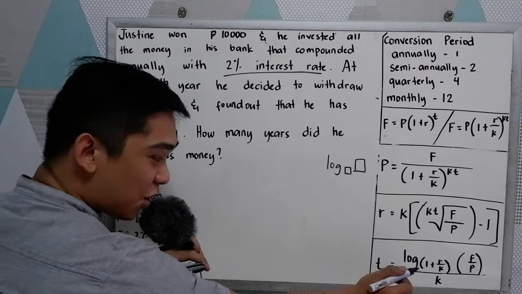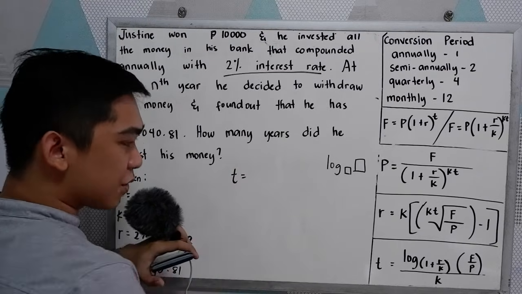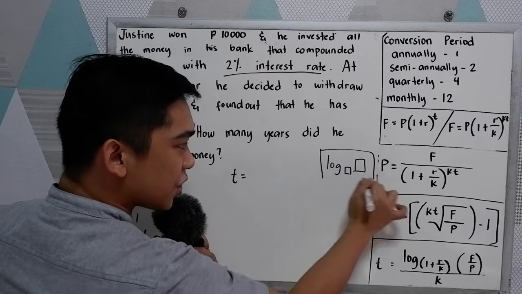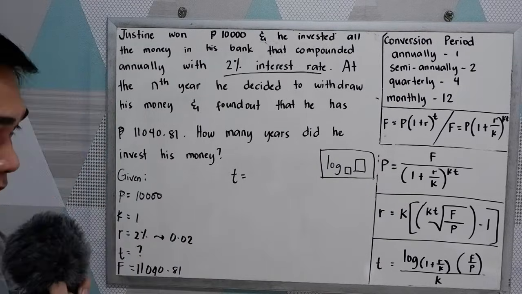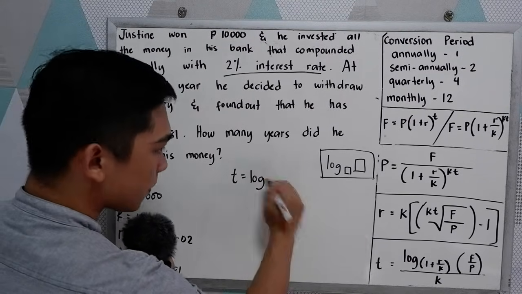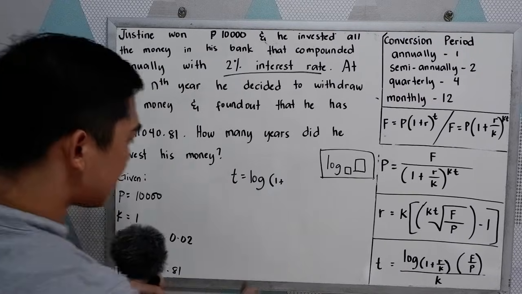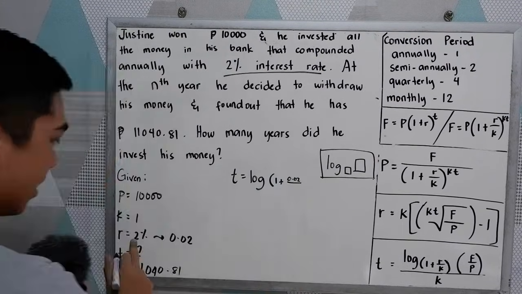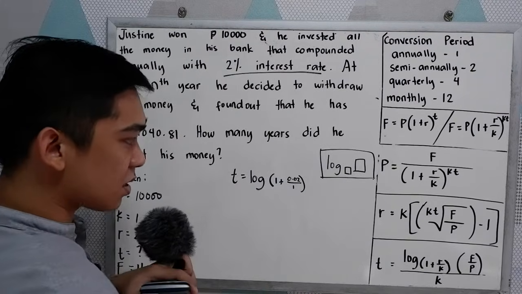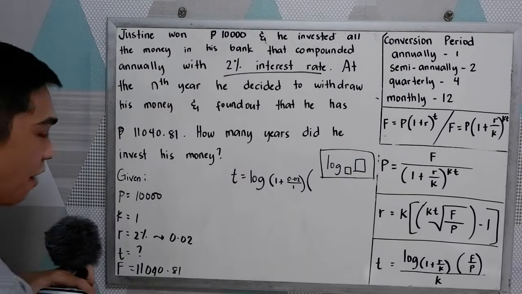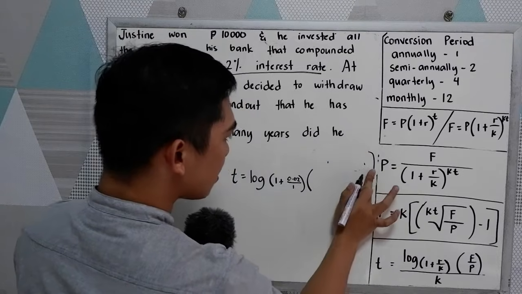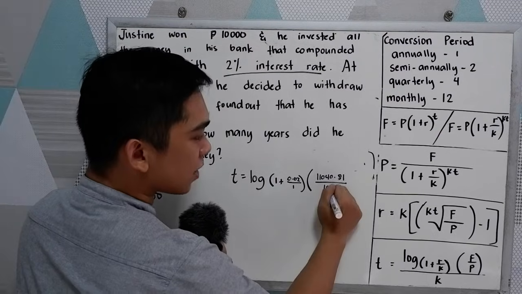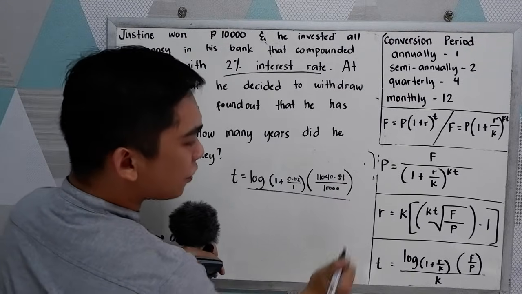We need to use this formula. So time is equal to, so just find this function in your calculator, then insert the following given. So we have log, 1 plus r over k, 0.02 over k which is 1, times F over P, 11,040.81 all over 10,000, over log of 1 plus r over k, where k is 1.